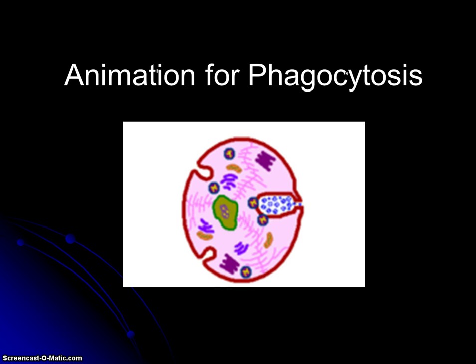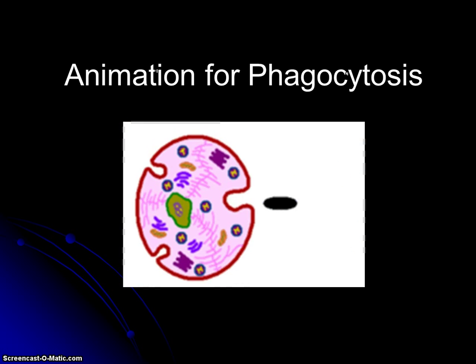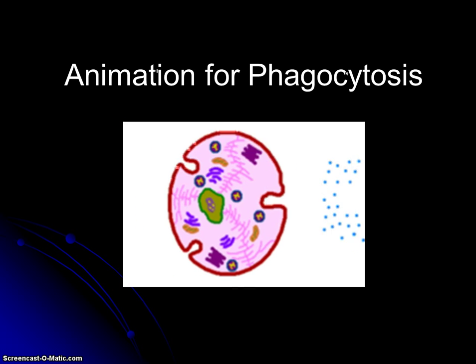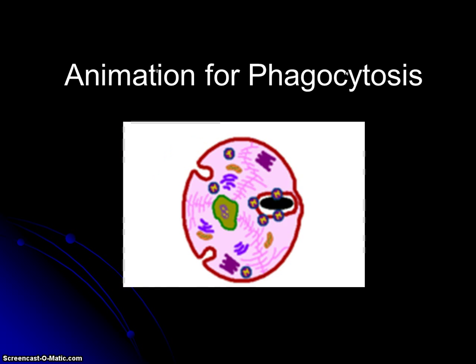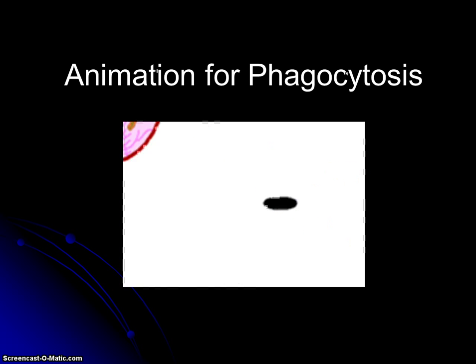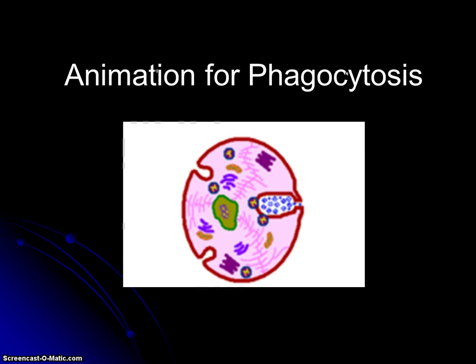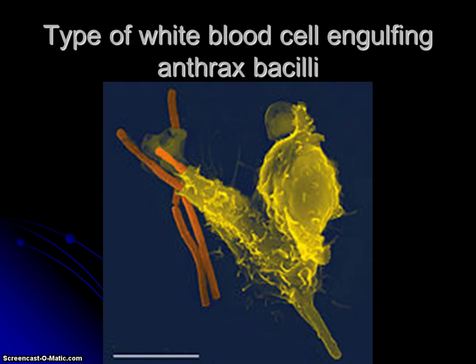And then here's a nice process of phagocytosis. The cell is going to bring those particles in. It's going to use what it needs. It's going to get rid of the rest. Okay, very straightforward. Here's a white blood cell encompassing a bacteria. It's going to eat it, break it down.